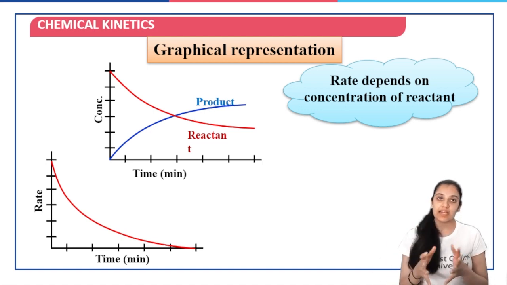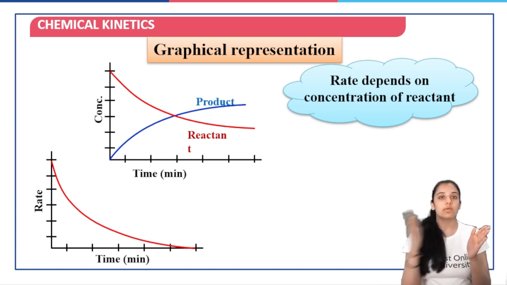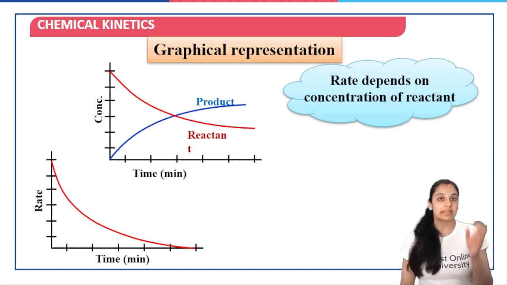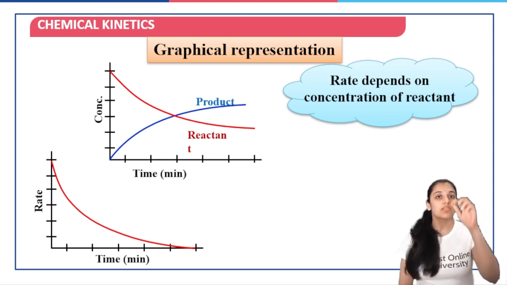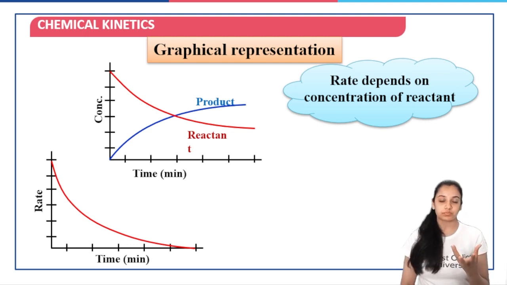So if we initially take only the forward reaction, then initially the rate of reaction will be very high because the reactant concentration is very high. As the reactant concentration goes on decreasing, the rate of reaction also decreases. See, it's very simple.